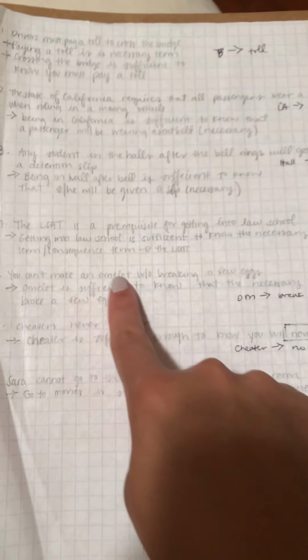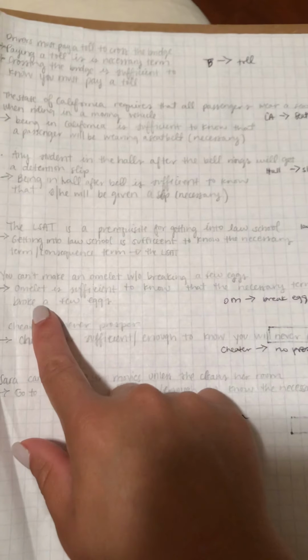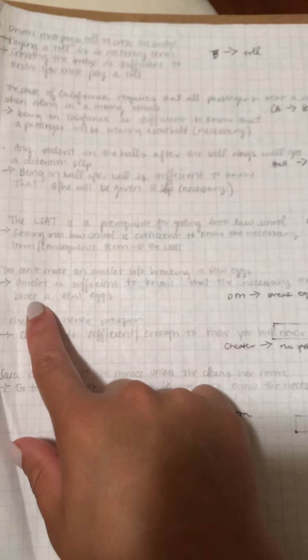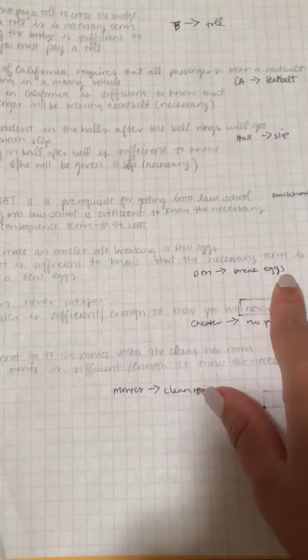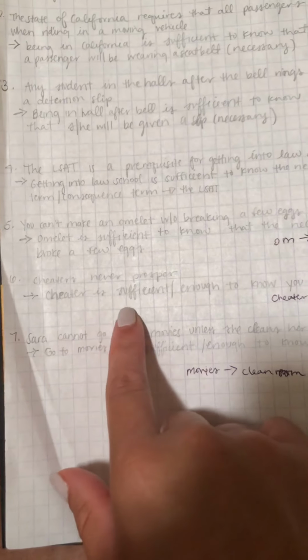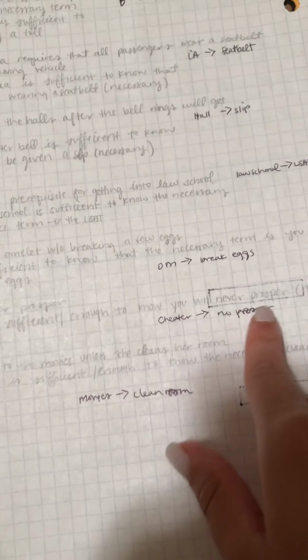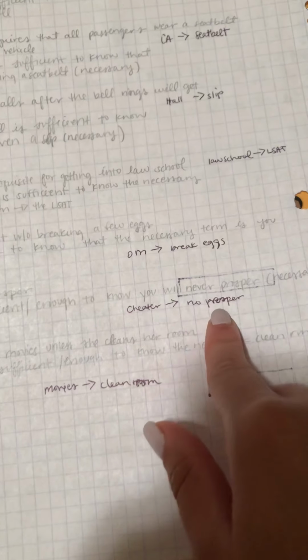You can't make an omelet without breaking a few eggs. Omelet is sufficient to know that the necessary term is you broke a few eggs. If omelet, then break eggs. Cheaters never prosper. Cheater is sufficient enough to know you will never prosper, which is the necessary term. If cheater, no prospering.